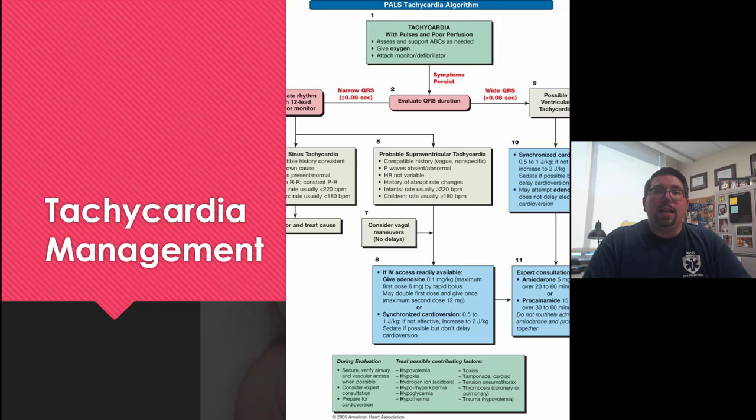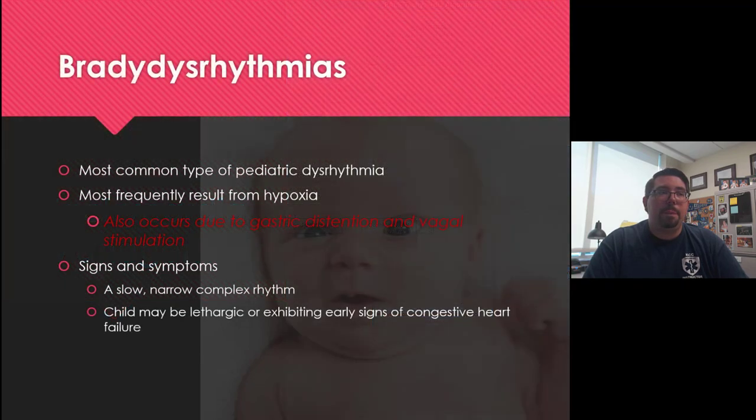If we're thinking that it's a wide complex, again, we can go ahead and consider the use of amiodarone or other antiarrhythmics such as lidocaine in those examples. And then really focus on what those underlying contributing factors might be by running through your H's and T's. And remember, secure and verify airway and vascular access, consider expert consultation, and prepare for cardioversion when necessary.